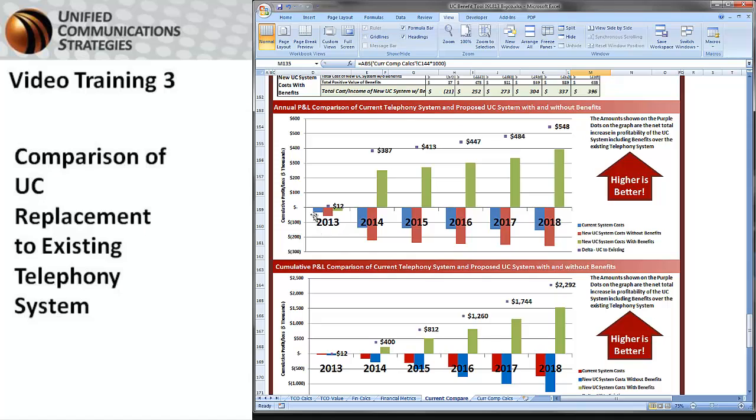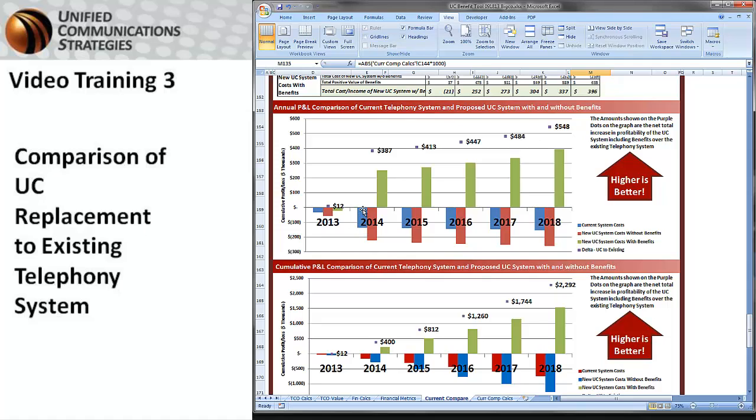So what you see here is the cost in blue of the current system, the cost in red of the new UC system without benefits, and the new UC system cost with benefits. But you see in the first year, there actually are costs even with the benefits. But then in the second year, what you see is the existing system cost, the new system cost, and the benefits. From a P&L perspective, the actual impact on the company is from this negative number of about $130,000 all the way up to this positive number of about $250,000.